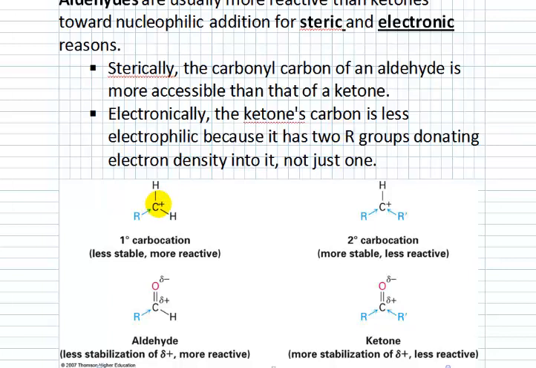So take a look. If we imagine we had a primary carbocation, that would be less stable, right? Just like we have an aldehyde with just one R group, that's less stable because there's more of a partial positive charge there. Whereas the ketone is stabilized by the two R groups. Right? The secondary carbocation similarly has two R groups, so it's a little more stable. One way of thinking of this, because the aldehyde is less stable, right?